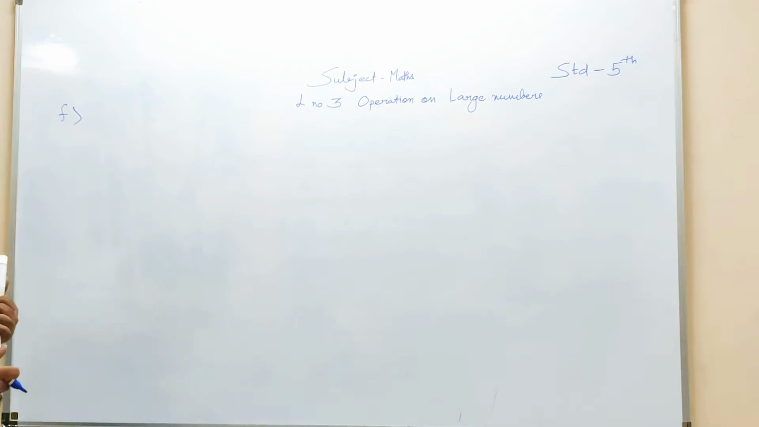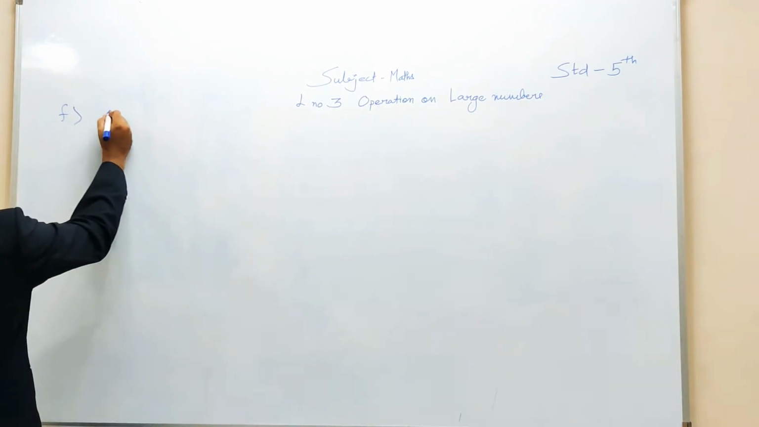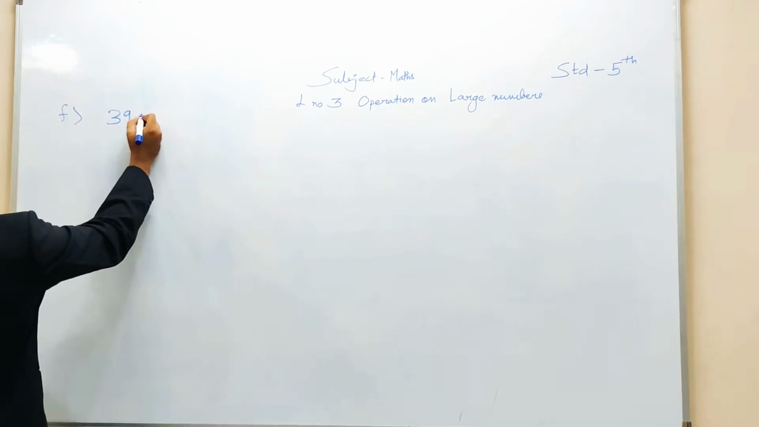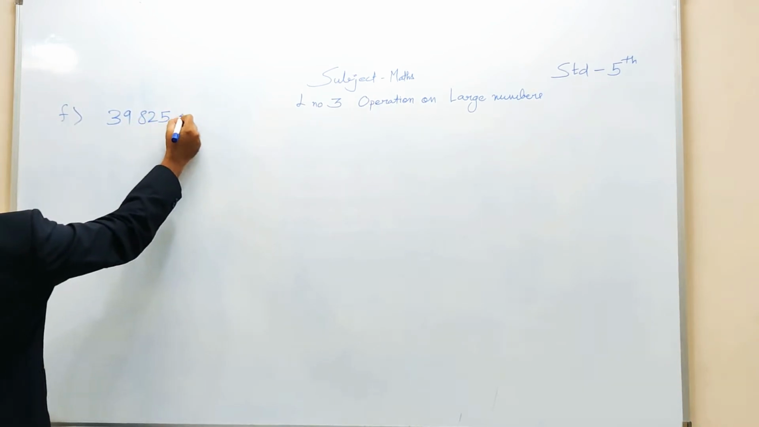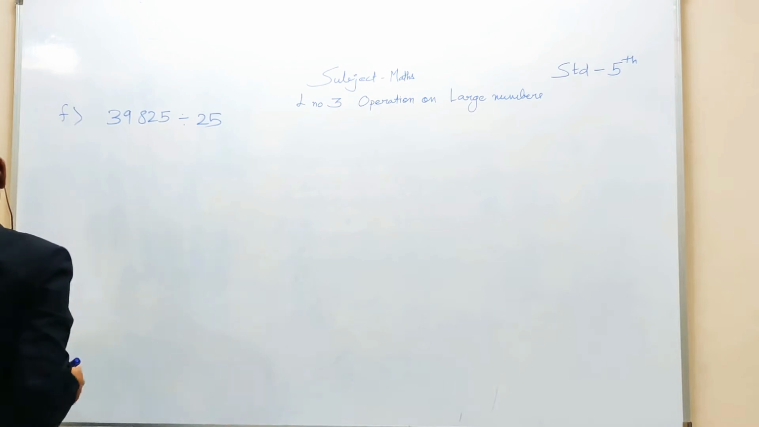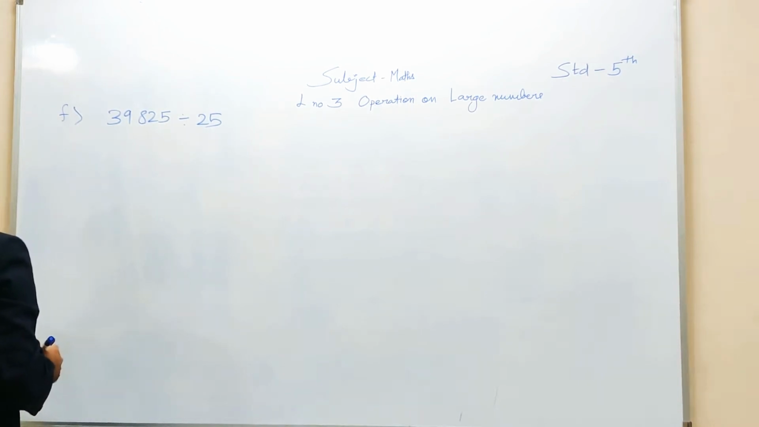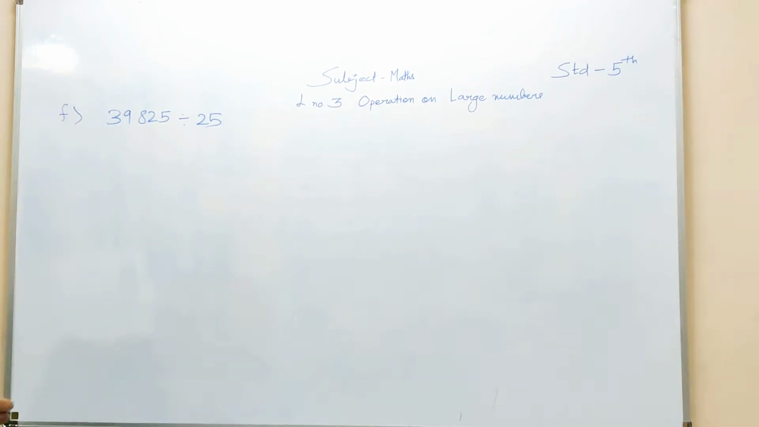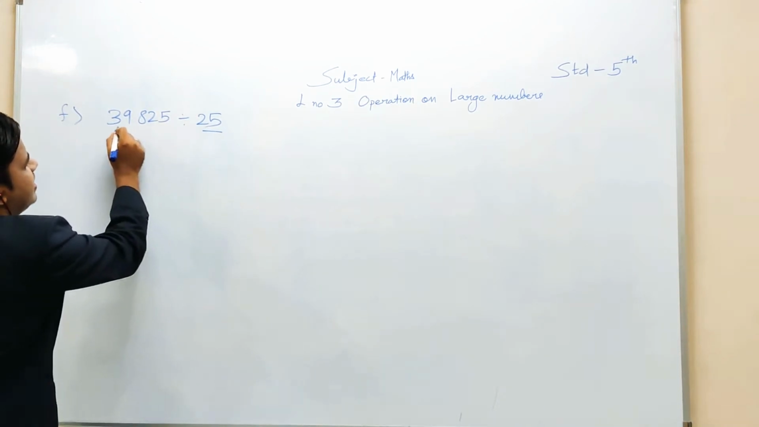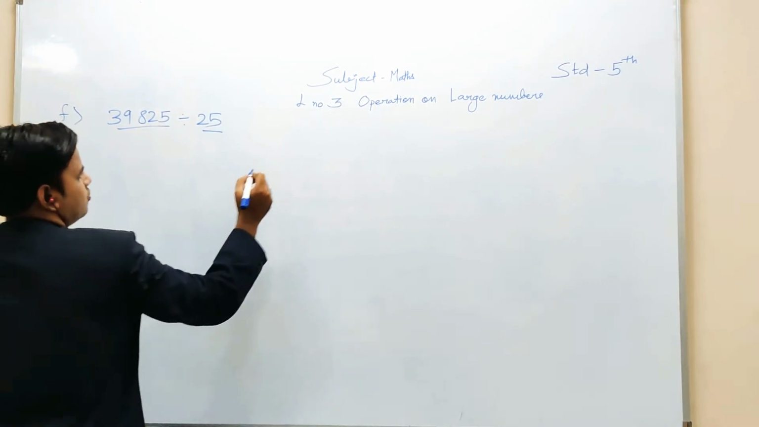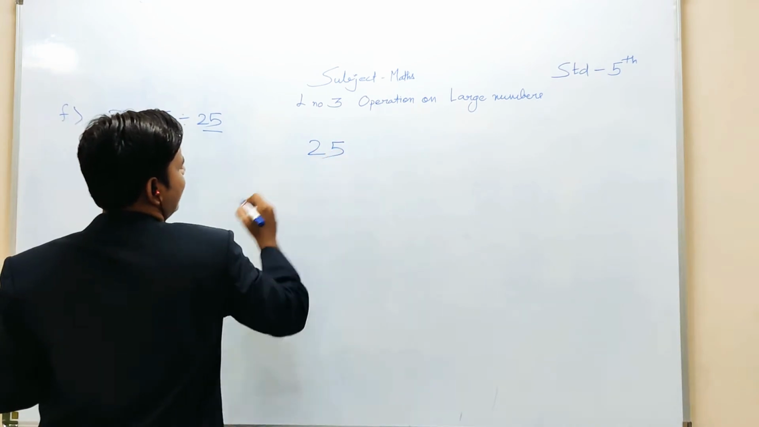Our next example is F. That is 39825 divided by 25. Okay. So first of all, what we will do? Our divisor is 25. Our dividend is 39825. So we will write down the table of 25.